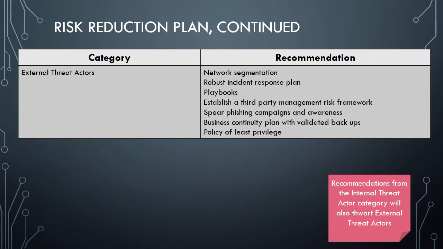So how do we deal with external threat actors? We need to segment our network, have a robust incident response plan with playbooks. We should establish a third-party risk framework with our vendors, suppliers, and our contractors. We need a tested business continuity plan with validated backups, and having a policy of least privilege will ensure our users only have the access that they need to avoid those escalated privilege attacks. So one thing to note is internal threat actor recommendations benefit this category as well.